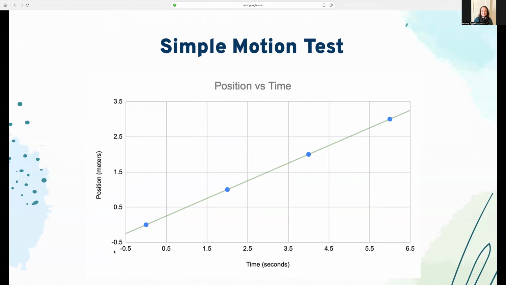Now, don't worry if your definition of simple motion was different than mine, or if you didn't make a plot or anything like that. I mainly wanted to see what you would come up with. Well, let's hop into the rest of the lecture.